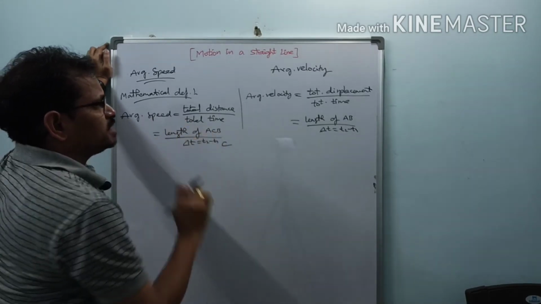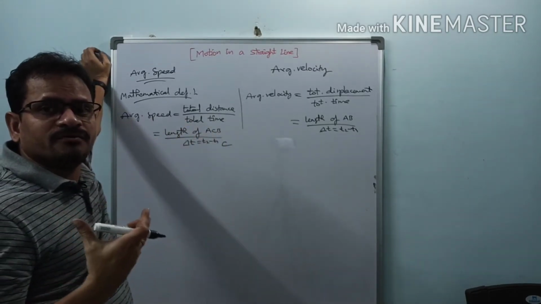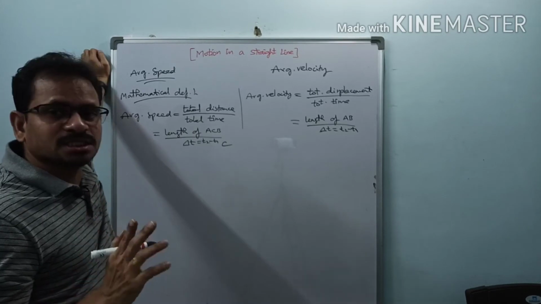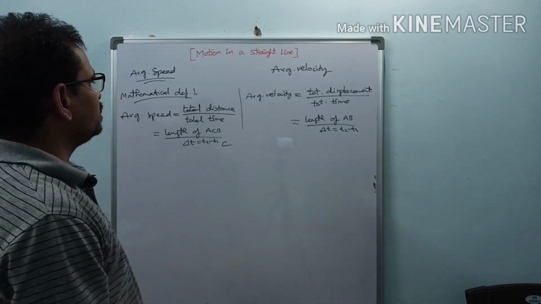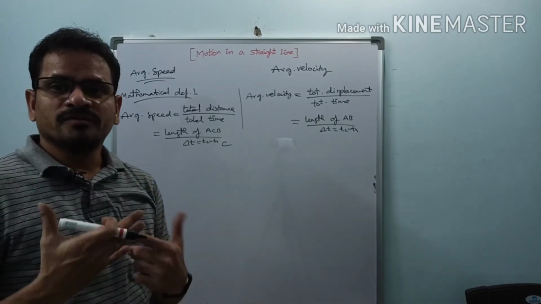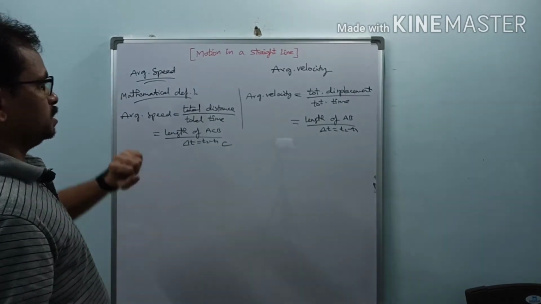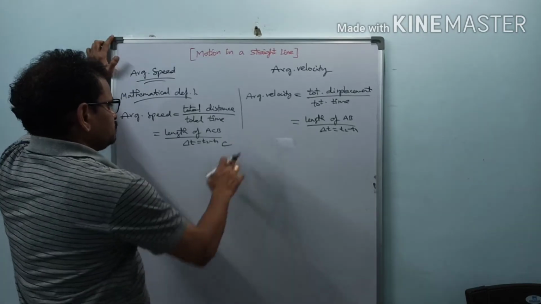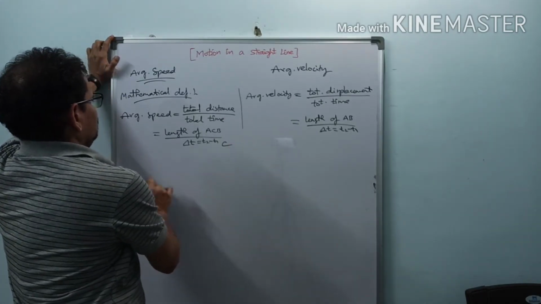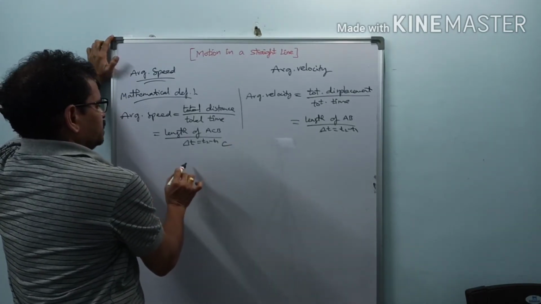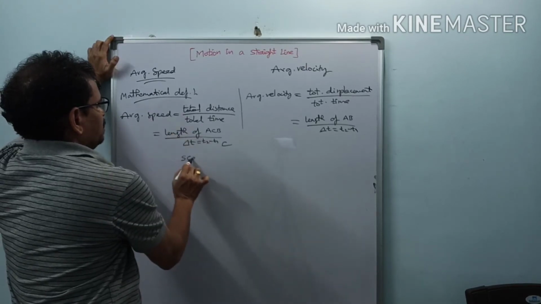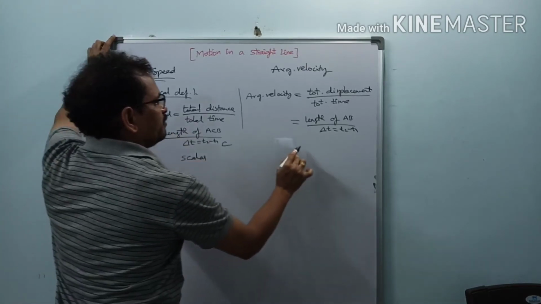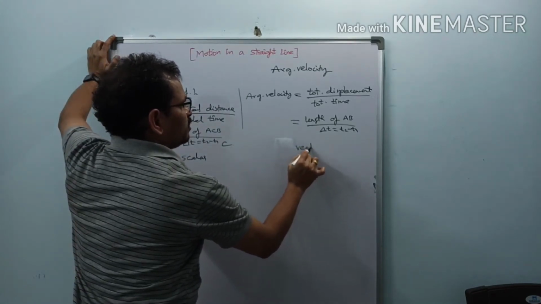See here, average speed and average velocity. We have come across two definitions. One is the conceptual definition, another one is the mathematical definition. And this mathematical definition helps us to solve problems here. And one more thing is that average speed is a scalar quantity, while average velocity is a vector quantity.